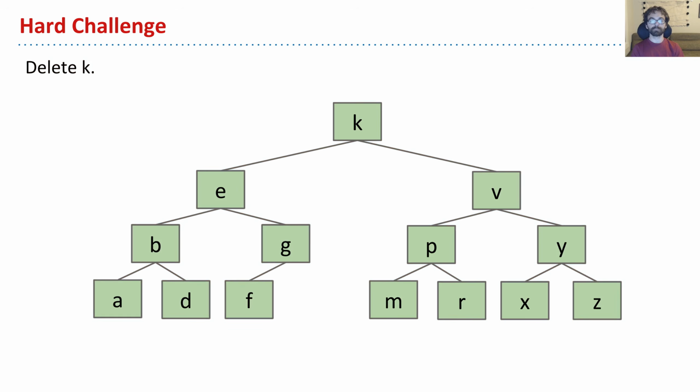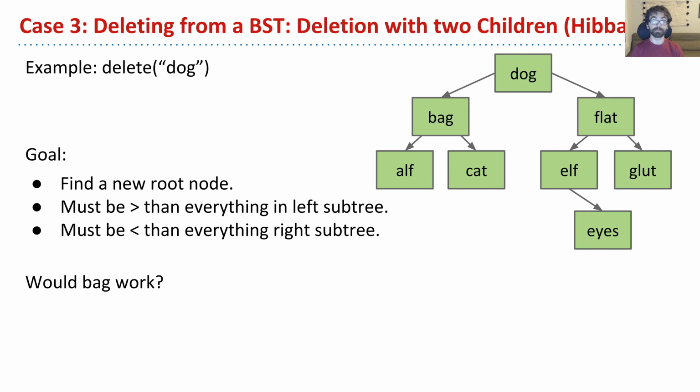Okay, so I would have you walk me through your approach, but I'm not going to. But if you come to live lecture sometime, then you can see what somebody else suggests and we can try it out. So what I'm going to do instead is give you a hint. Okay. So let's look at this example, back to what we had before. Let's say we wanted to delete dog. Well, I'm going to note we need a new root node.